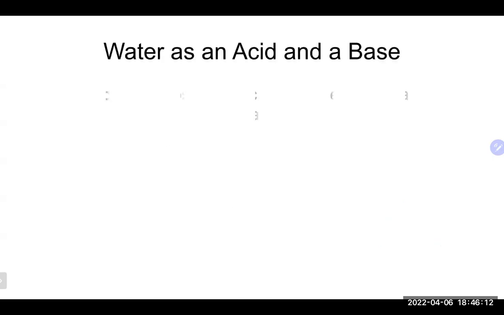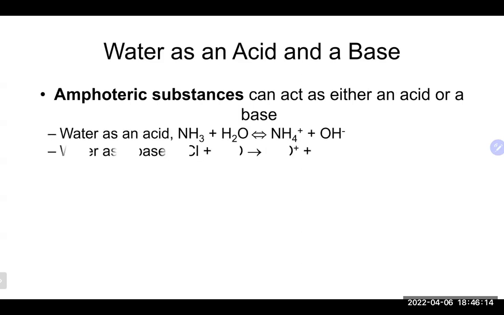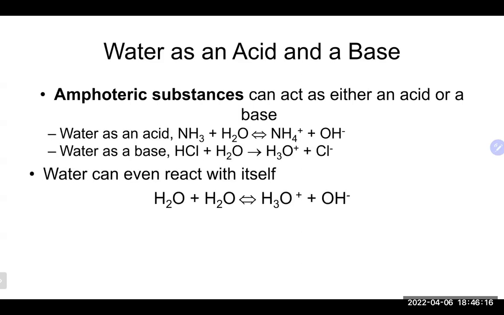Okay, then let's talk about water as an acid and base. As I mentioned earlier, water is an amphoteric substance. In certain cases, it can act as an acid. In other cases, it could act as a base. So in the first one here, water is acting as an acid. It's going to donate that H plus over there. And the result of that is it's going to produce a base here, some hydroxide.